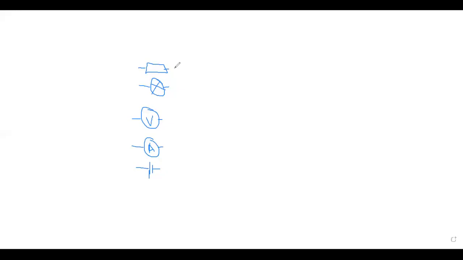So, can you tell me what the first one represents? Resistor. Okay, resistor. And the second one? A light bulb. Okay, light bulb. And for the third one, voltage.